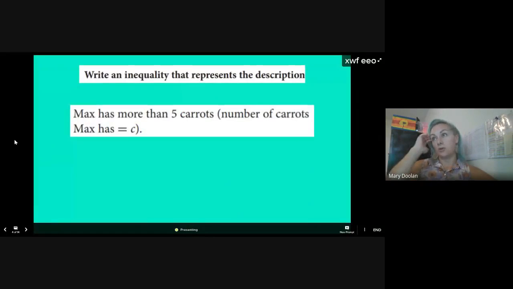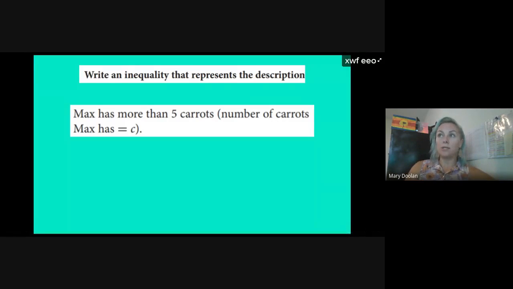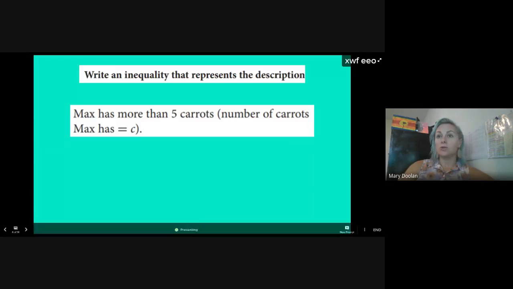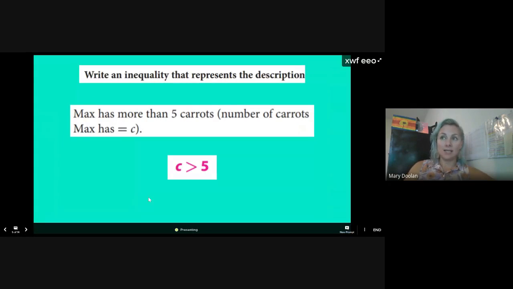All right, in this first example, we're going to write an inequality that represents the description. Max has more than 5 carrots. The number of carrots Max has is C. So the variable we're using is C, and we're comparing it to the number 5. I have to decide if I'm going to use the less than or the greater than symbol. The keywords more than mean greater than. So when I write it down, I get C is greater than 5.